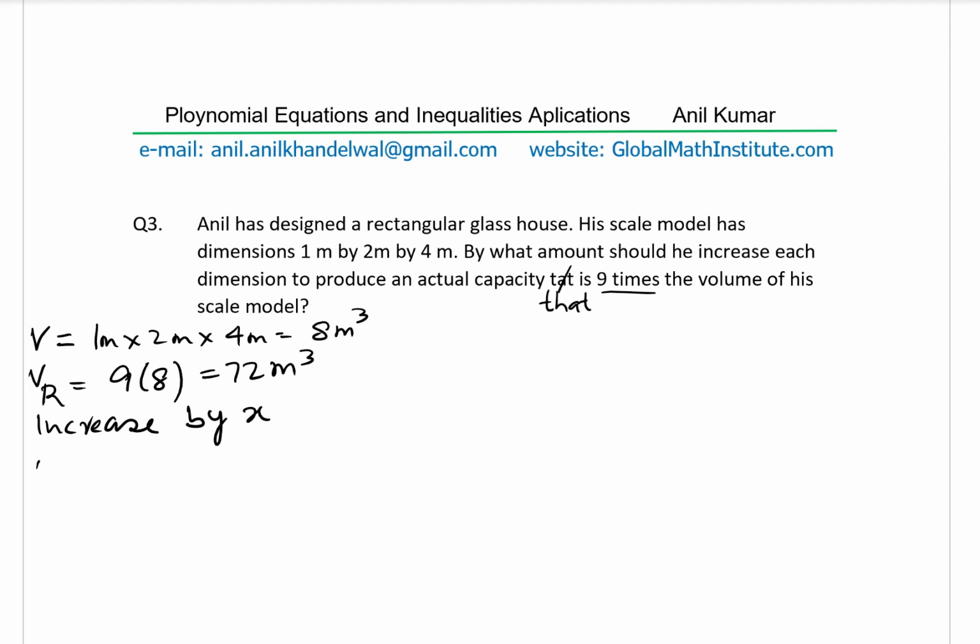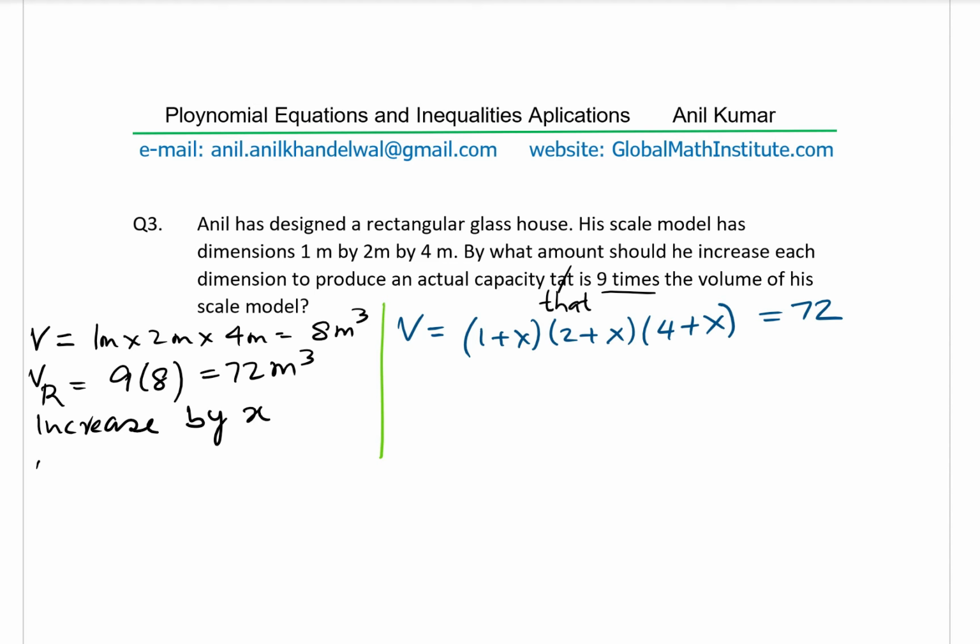Okay, so in that case, the volume will be what? So let me use this space. So the increased volume is going to be equal to 1 plus x times 2 plus x times 4 plus x. So that becomes the increased volume, and it has to be 72. So that becomes our equation to be solved. Is that clear to you? Perfect. So we'll expand this, simplify, and then get our answer.